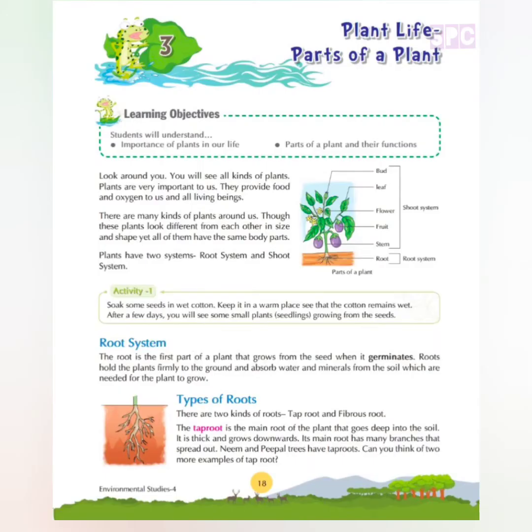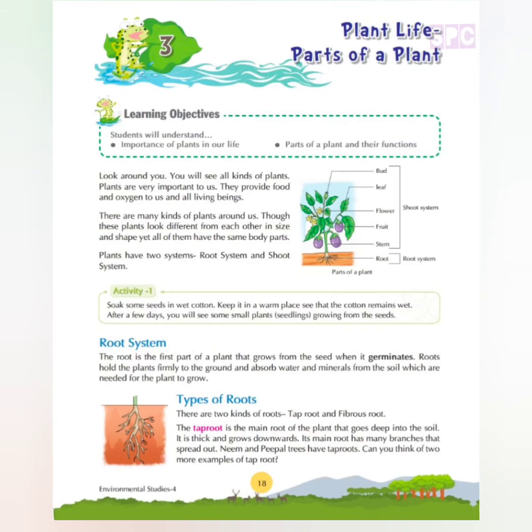Let's move on to the root system. The root is the first part of a plant that grows from the seed when it germinates. Roots hold the plant firmly to the ground and absorb water and minerals from the soil which are needed for the plant to grow. Types of roots. There are two kinds of roots, taproot and fibrous root.